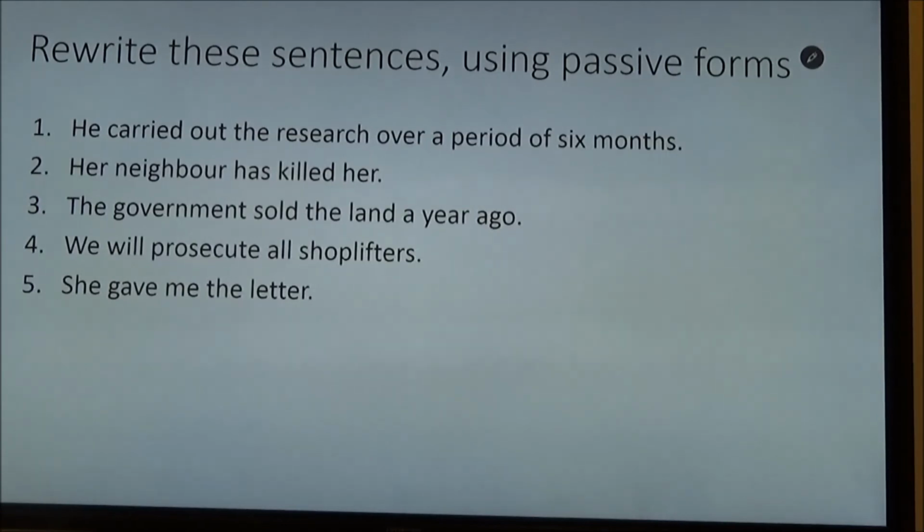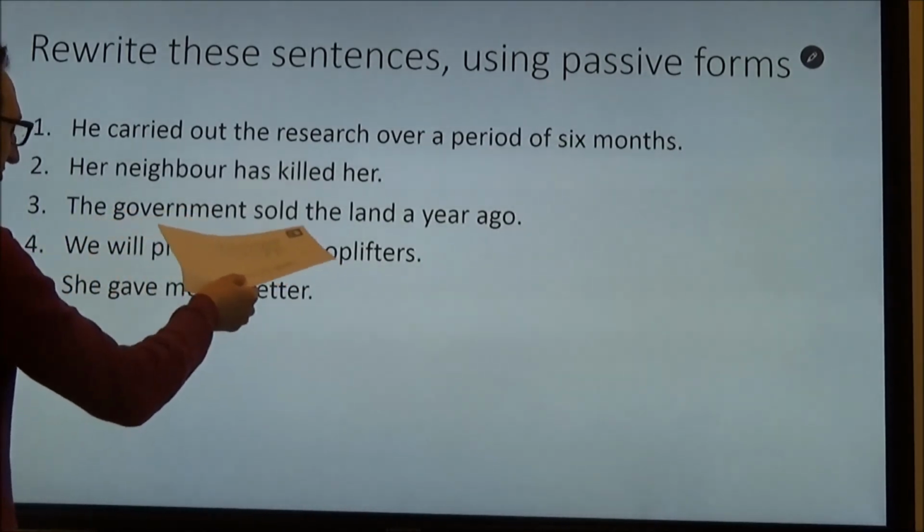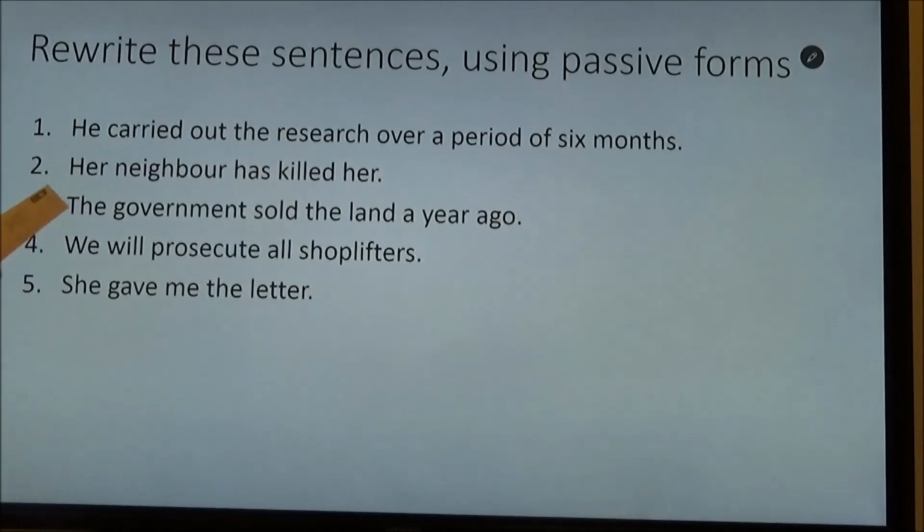The land was sold by the government a year ago. What's the object? The government is the subject, the land is the object, which becomes the subject of the passive sentence. Yeah. And then, is there an auxiliary verb? No, there's no auxiliary verb. Excellent. So we just say the land was sold by the government a year ago.